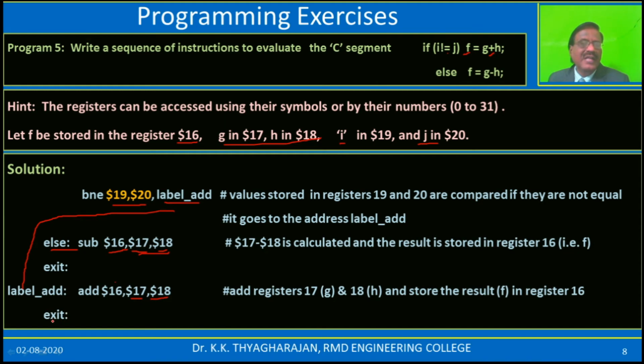There we find exit, so it will stop. But if this is equal, it will execute the subtract instruction. Then it will exit. It will not come to this one. It will not add this one. It will exit. The execution will be stopped here itself.